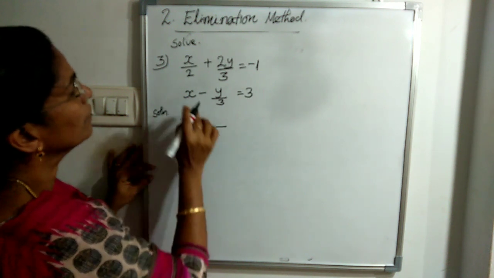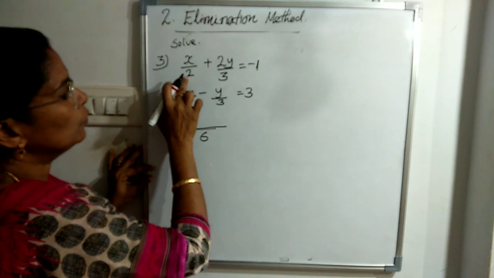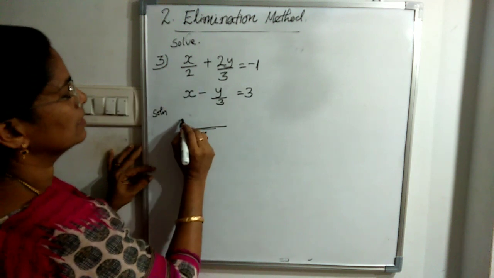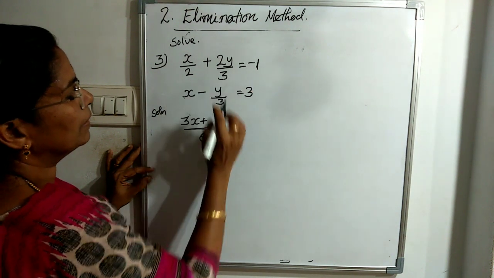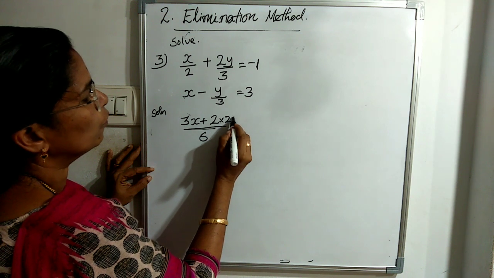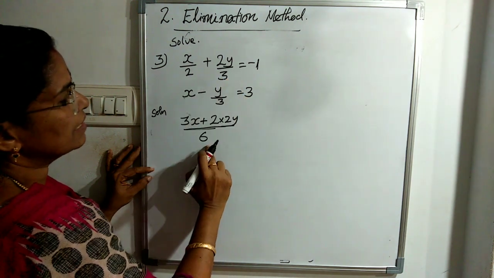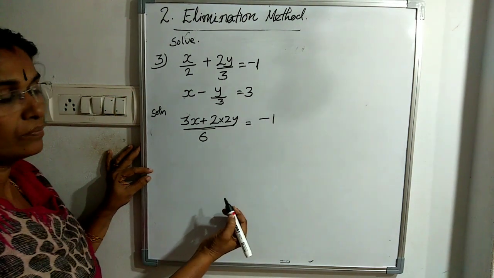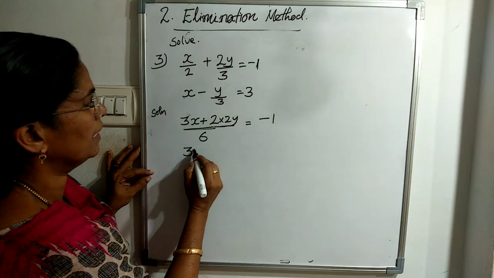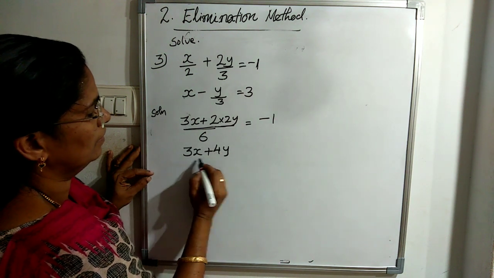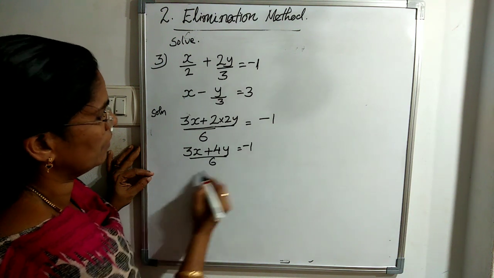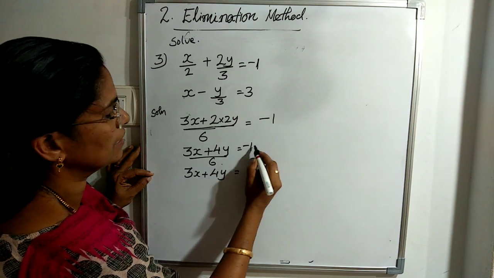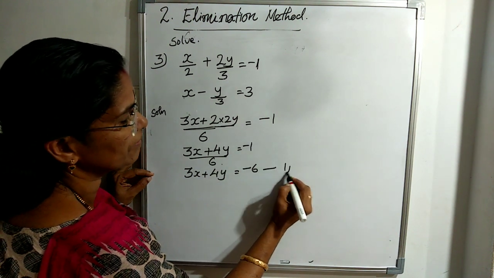6 is the LCM. Here the denominator is 2, so how many 2's are in 6? 3 times. So 3 multiplied with x becomes 3x, plus 2 into 2y. How do we get this 2? How many 3's are in 6? 2 times. So 2 into 2y equals -1. Now we have to solve this. (3x + 4y)/6 = -1, or we can write 3x + 4y, cross multiply 6 and -1, so -6. This is our first equation.